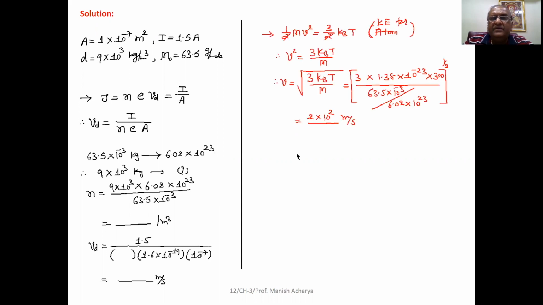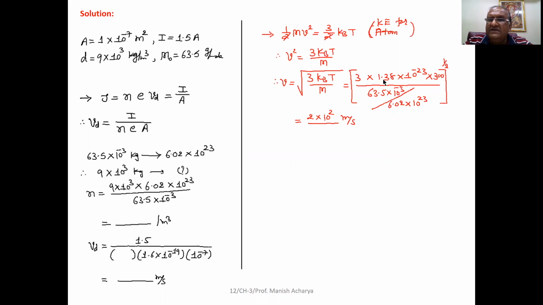Now the velocity associated with thermal motion. In standard 11th, we studied this thing. The kinetic energy of an atom, half mv², is 3 by 2 kBT, where kB is the Boltzmann constant. So v² is 3 kBT by m. So v is the square root of 3 kBT by m.